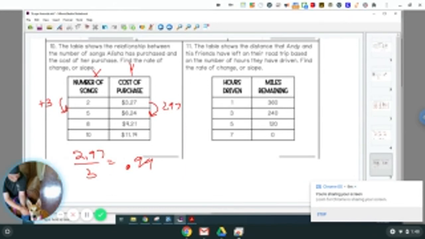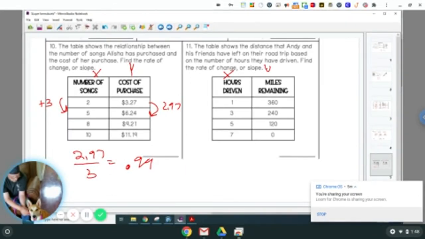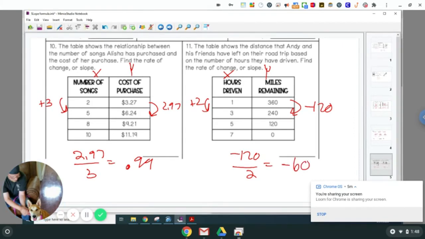So you do the same thing here. This is your x and this is your y. So figure out what changes between here. So you went from 360 to 240. So that means you actually subtracted, so that's a negative. So that'd be a minus 120. And then you added plus 2 here. So that'd be negative 120 on top over a positive 2, which equals negative 60. And that is how you find slope from a table, from a graph, from coordinate points.